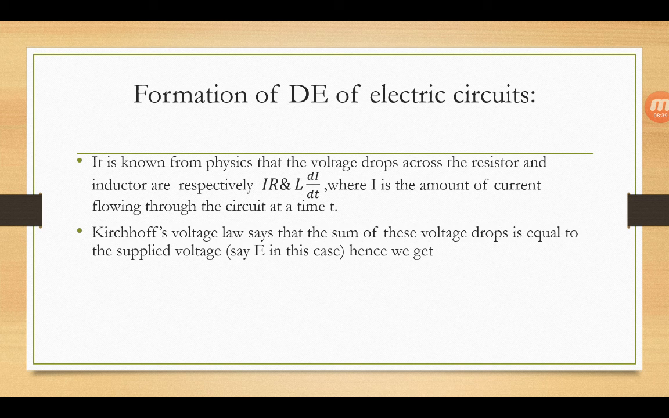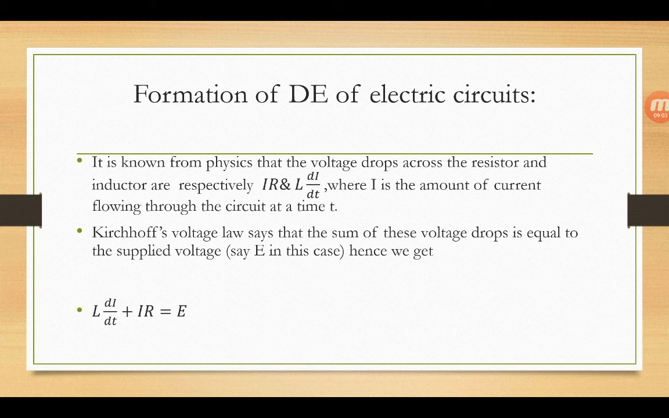Now, using Kirchhoff's voltage law, the sum of these voltage drops is equal to the supplied voltage, say E in this case. What can we write hence? The sum: L into di by dt plus IR is equal to E.